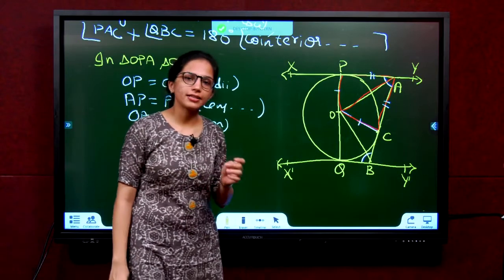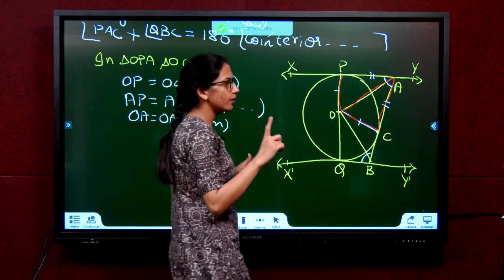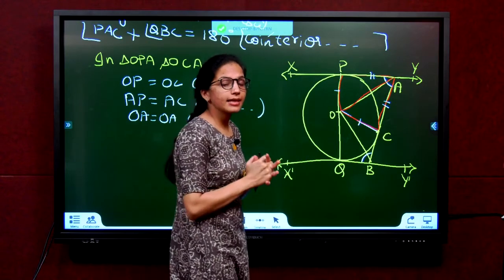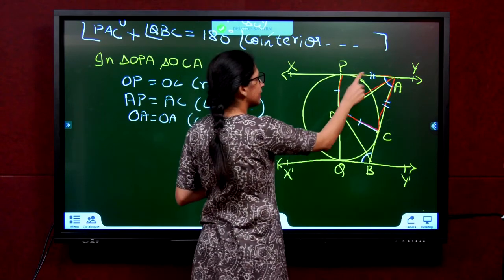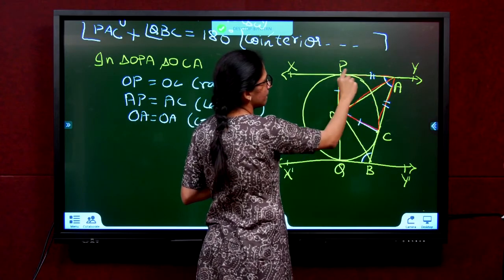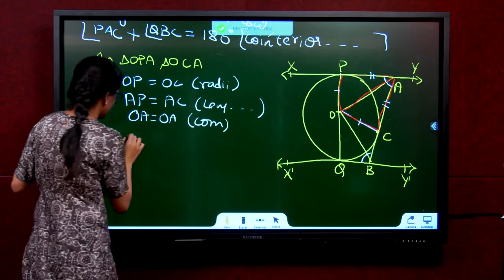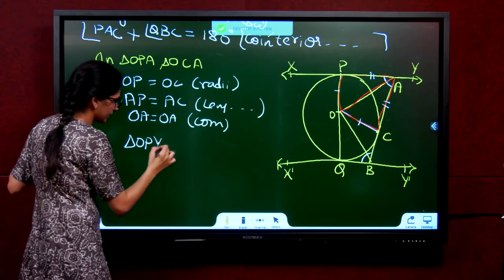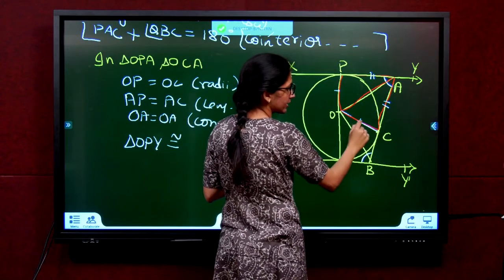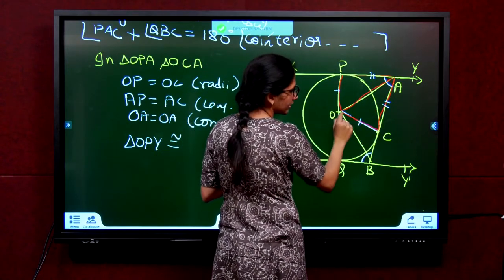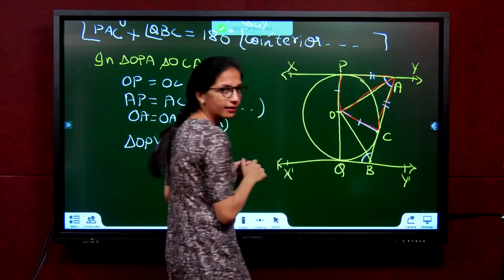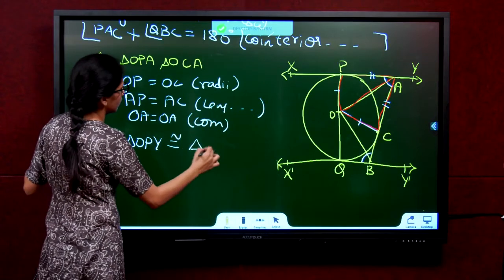So can I say the two triangles are congruent? Yes. Who is congruent to whom? Please, whenever you write congruence, follow this rule. Don't go by the naming. See who is equal to whom. Single line, double line, common. So triangle OPA is congruent to, single line, double line, common, triangle OCA. So this is how you should name.